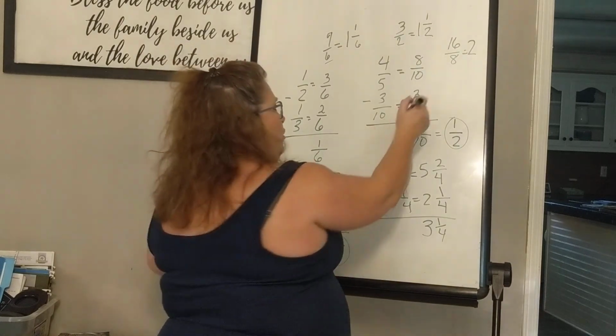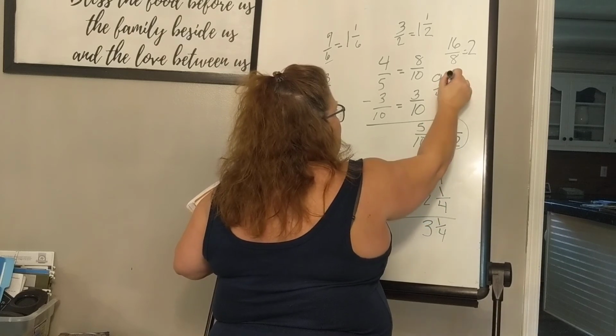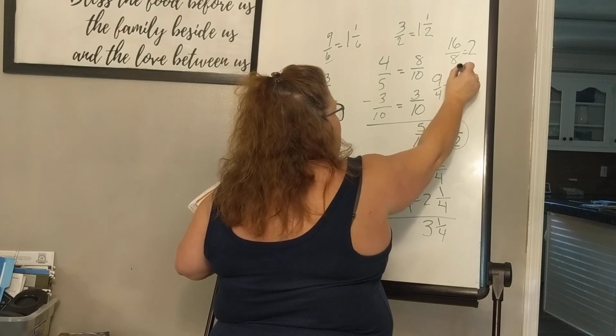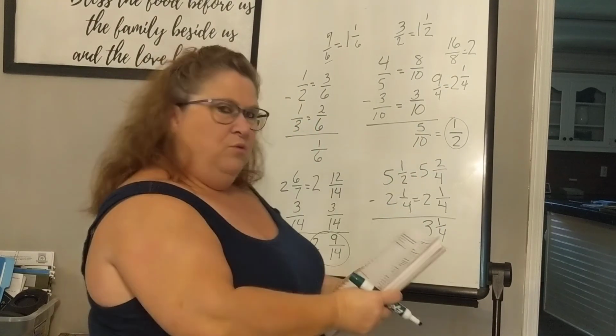And 9 over 4. 4 will go into 9 2 times. 4 times 2 is 8. 9 minus 8 is 1. That's our numerator. And our denominator is the same, 2 and 1/4.